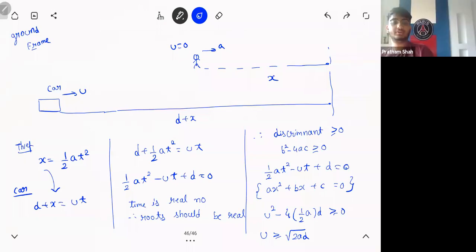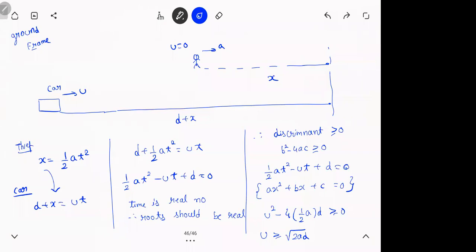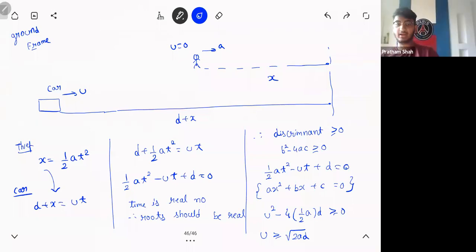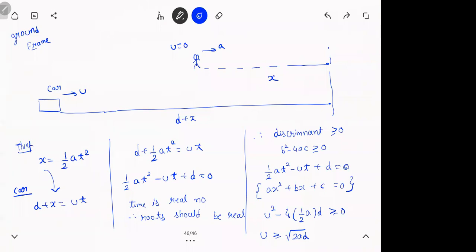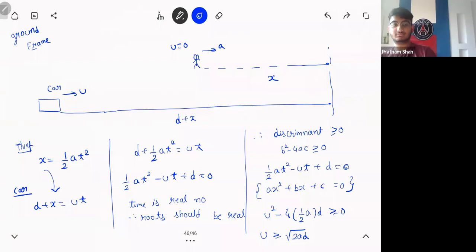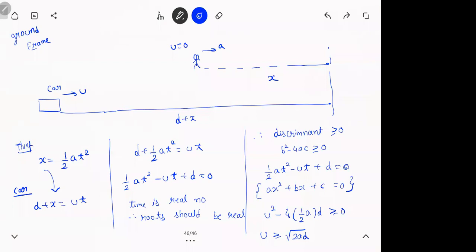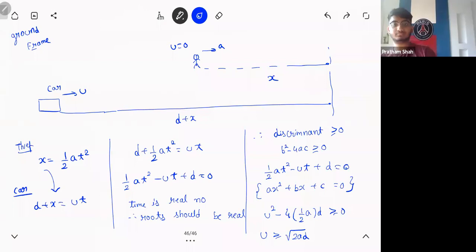I got it from v square is equal to u square plus 2as. V square minus u square is 2a. Why? So what did you take V? This equation you wrote for whom? Did you do it in relative or ground frame? Relative. I'll show you.